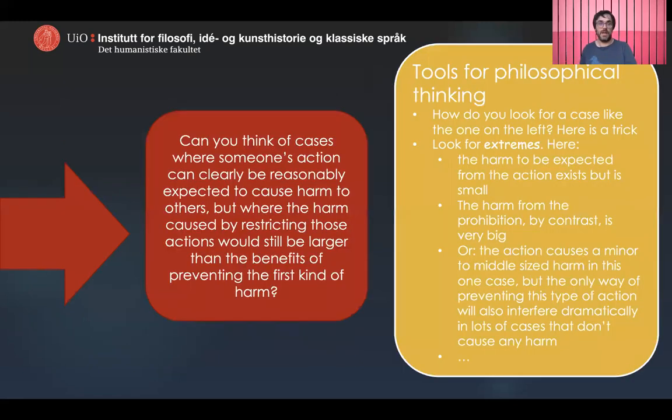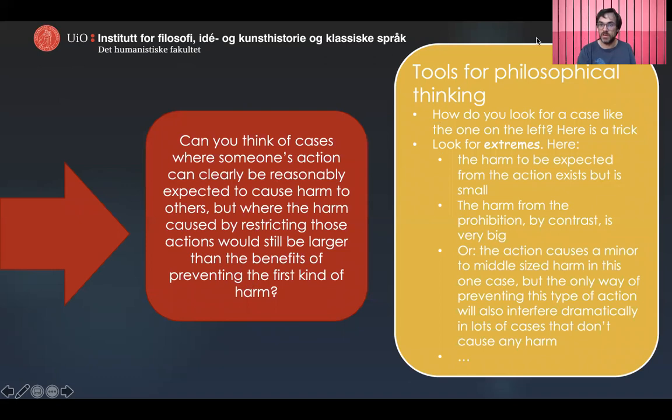Okay. So at this point, I want you to think about cases where an action can clearly be reasonably expected to cause harm to others, but where the harm caused by restricting those actions might still be larger, so that the benefits of preventing the first kind of harm are outweighed by the costs of forbidding that action. So these are cases where, yes, this action harms others, but the state should still not interfere because there are dramatic costs to that.